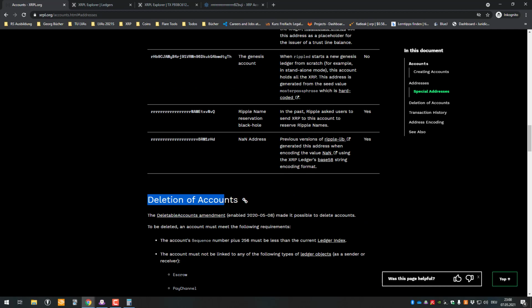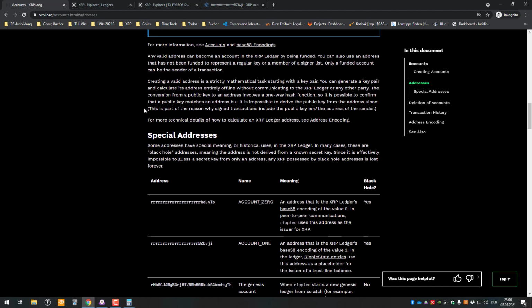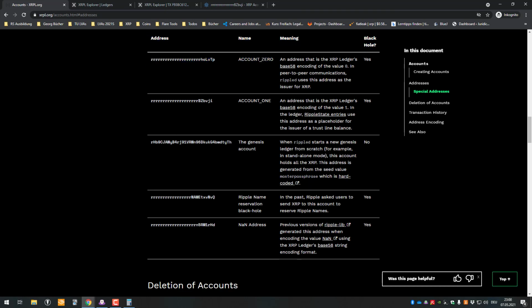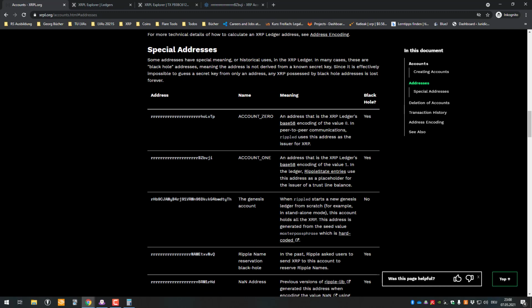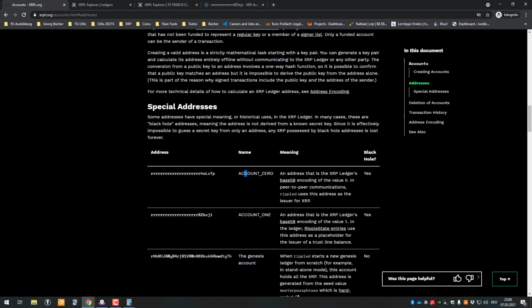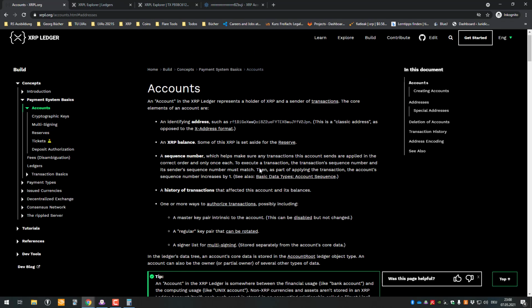We can see later here, you can also delete accounts, which I might mention later. But yeah, these are all the special accounts there, and there's also one more account, the Genesis account, which is not a black hole. We can also get some background information, so why these accounts exist or who created them. And yes, that would be it.